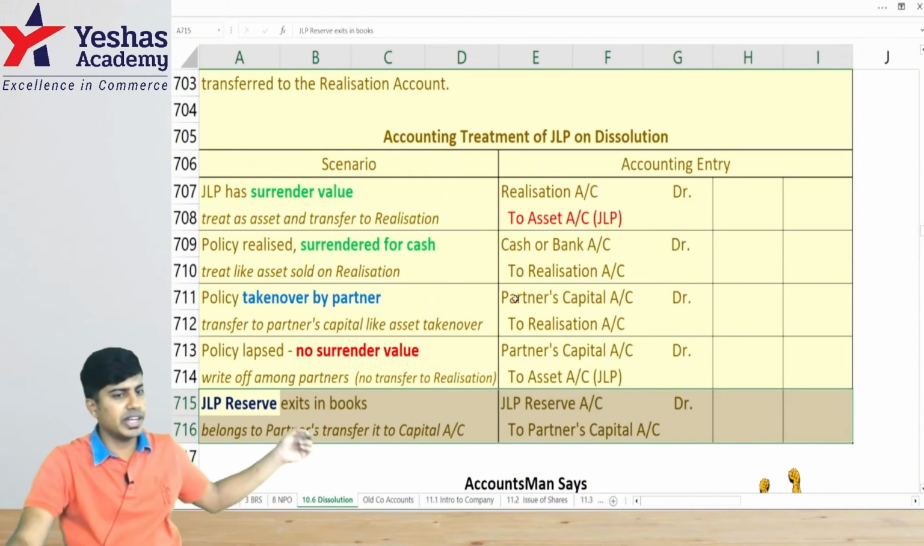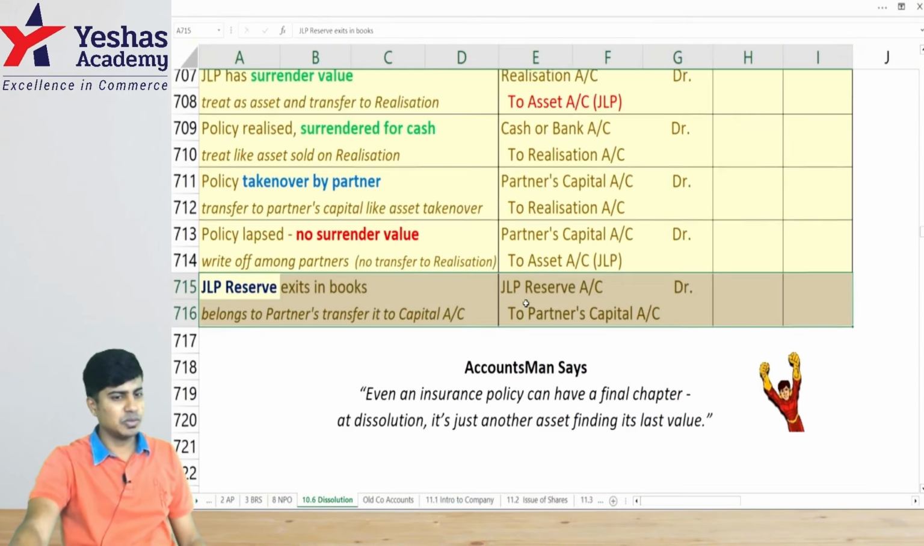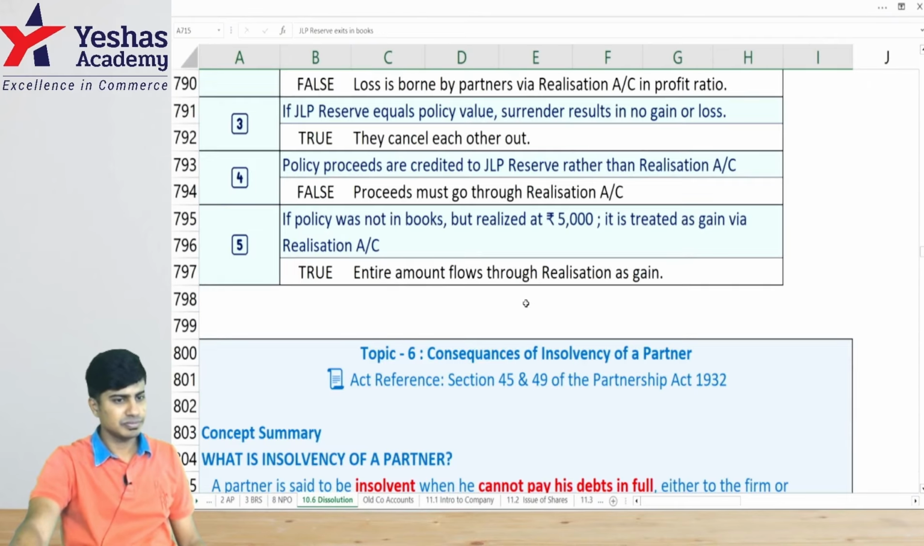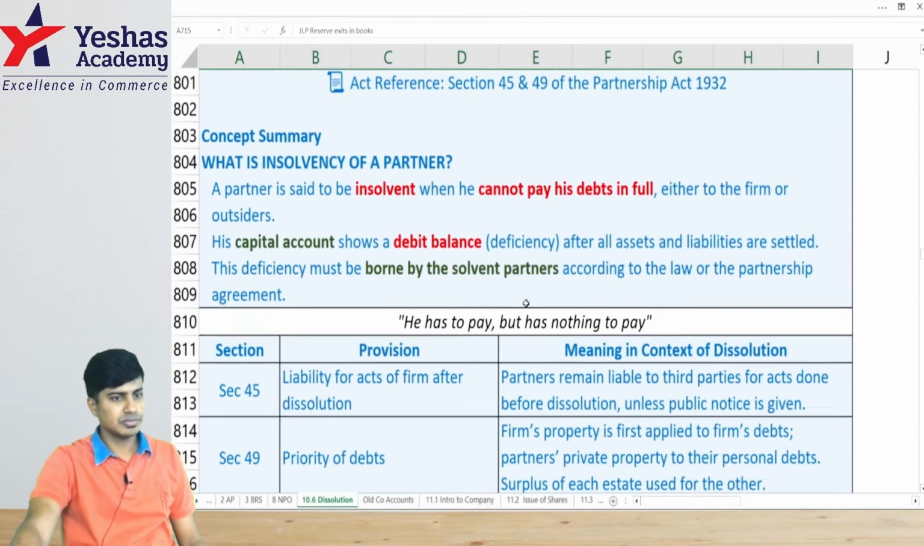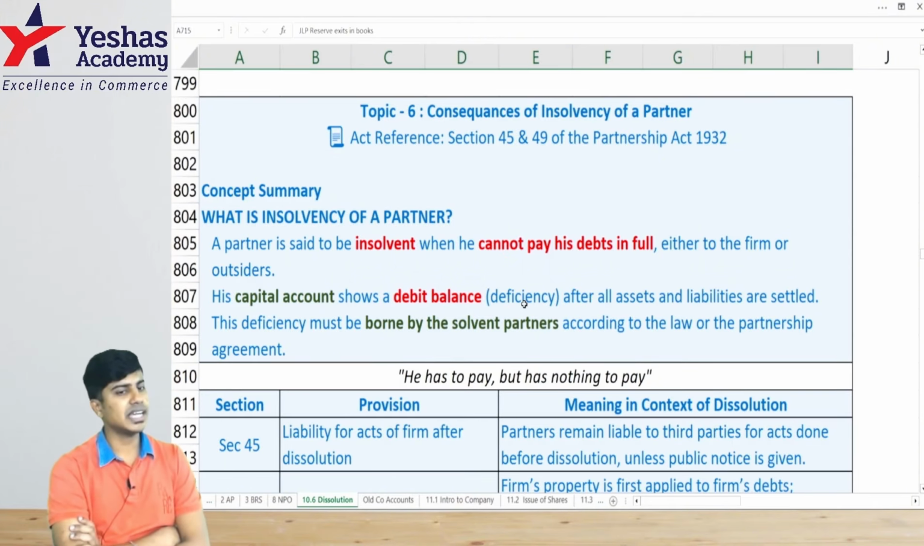Fantastic. So by this we are done with topic 5. Can we go to topic 6 now? Topic 6 of our dissolution of partnership firm talks about consequences of insolvency of partner. Meaning, if any of the partners becomes insolvent, what to do?